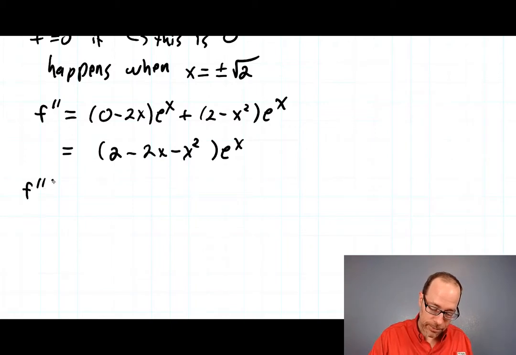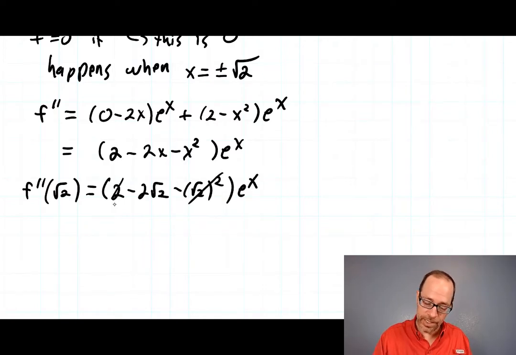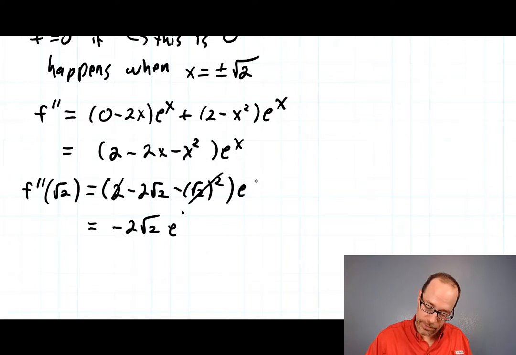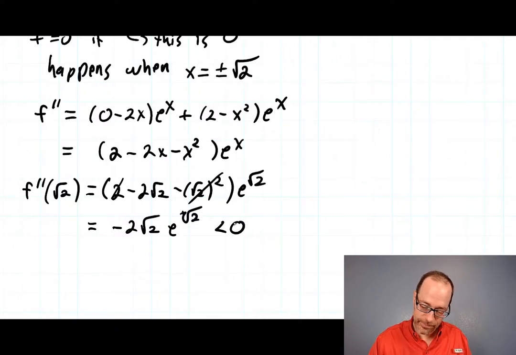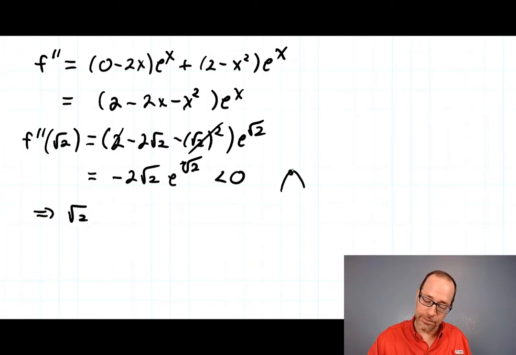So f double prime at the first critical point, square root of 2. So that'll be this. This will square to 2, which will cancel that 2. So we get negative 2 square root of 2 e to the square root of 2. So this is negative. Remember, negative means concave down. So remember, that means square root of 2 is a local max.